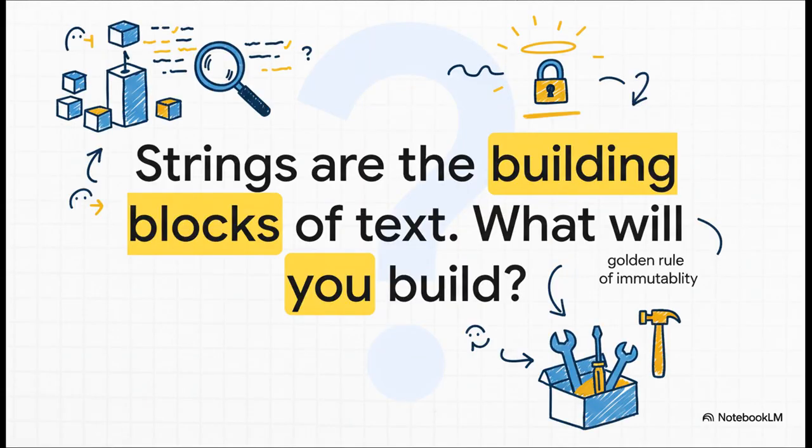And that's a wrap. We've gone from what a string is to how to index and slice it. We've learned the golden rule of immutability, and we've filled our toolbox with some really powerful methods and formatting tricks. You've got the essential building blocks now for working with any text in Python. So I'll leave you with this question. What are you going to build with them?